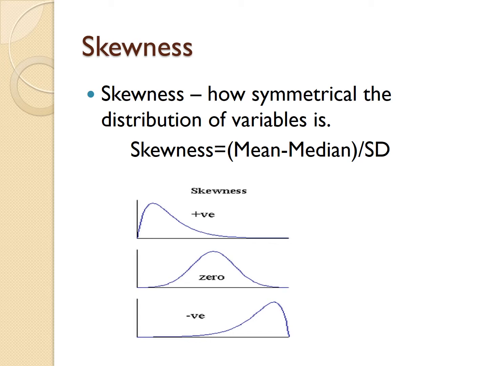The other topics that we would like to look into for this week are skewness and kurtosis. Skewness measures how symmetrical the distribution of a variable or data is. Skewness is calculated as the mean minus the median divided by the standard deviation.